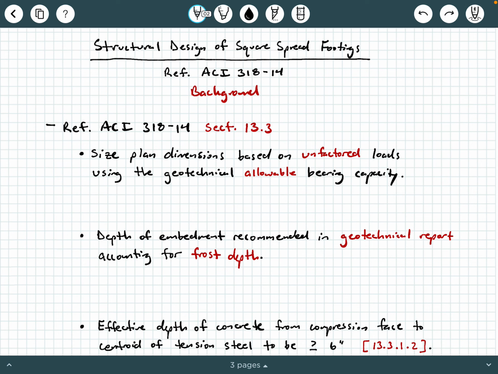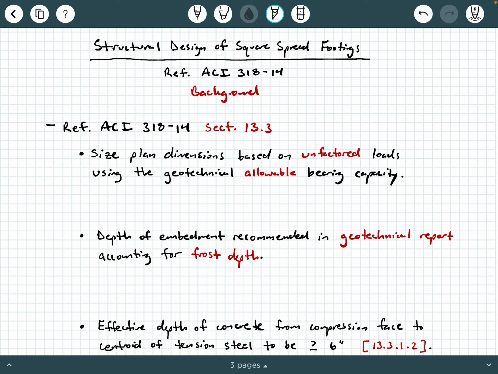Hey everybody, Dr. A here, and in this video we're going to be providing some background information on the structural design of square spread footings. And we're going to be referencing the American Concrete Institute ACI 318-14 code. And again, this is some background information on how we do this.